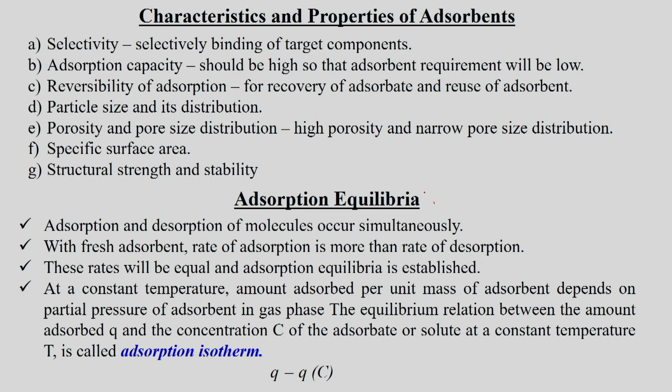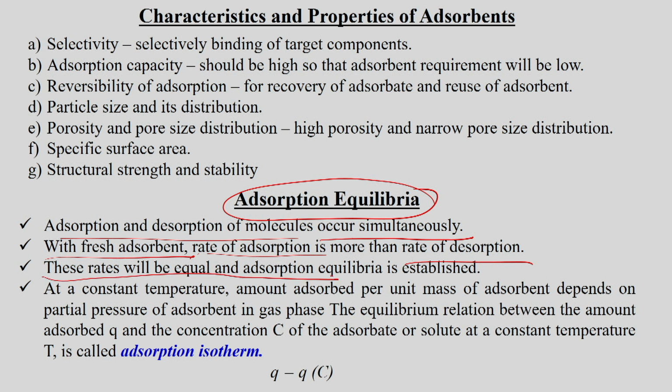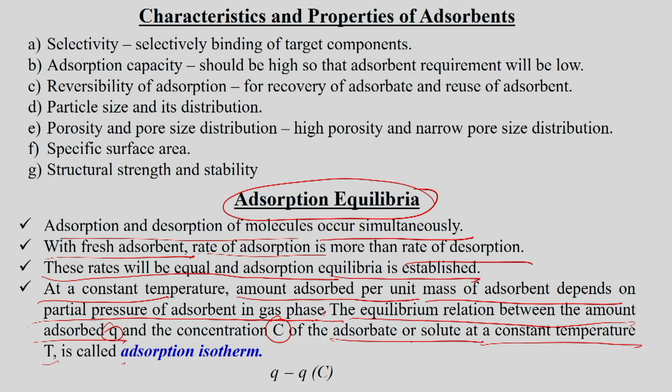Then we discussed adsorption equilibrium. Adsorption and desorption of the molecules occur simultaneously. With fresh adsorbent, the rate of adsorption is more than the rate of desorption. Eventually these rates will be equal and adsorption equilibrium is established. So, at a constant temperature, the amount adsorbed per unit mass of the adsorbent depends on the partial pressure of the adsorbate in the gas phase. The equilibrium relation between the amount adsorbed, Q, and the concentration C of the adsorbate, or solute, at constant temperature T is called the adsorption isotherm, that is, Q is a function of concentration.